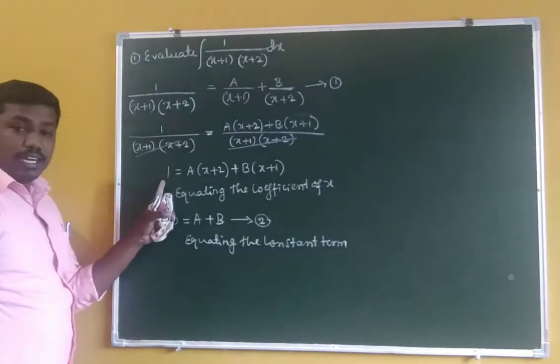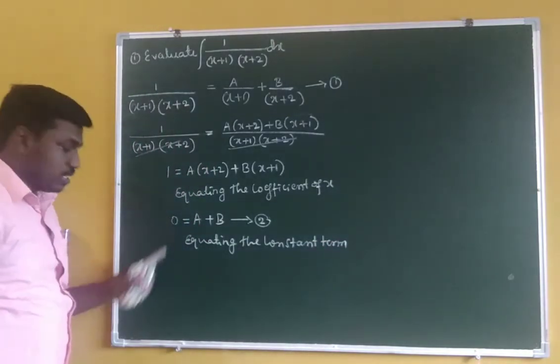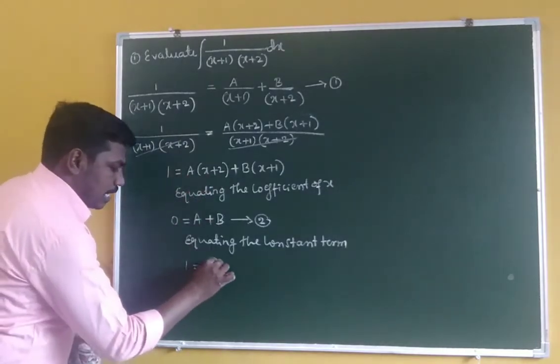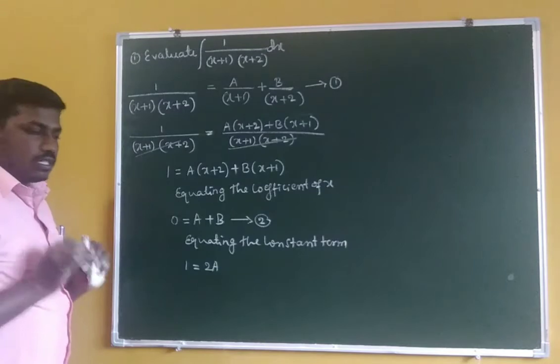What is the left hand side? The left hand side constant is 1. Correct? On the right, 2A is the constant. Right? Only the constant term is the constant.